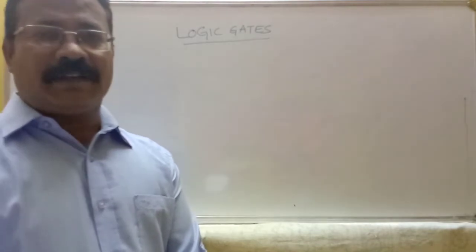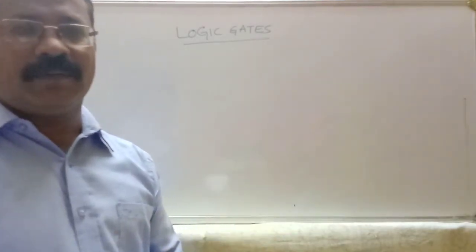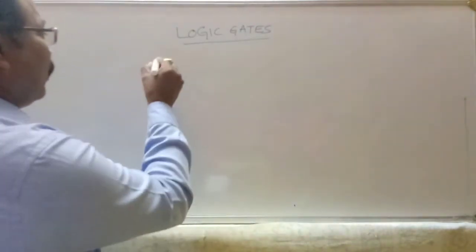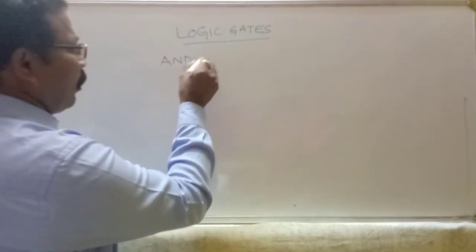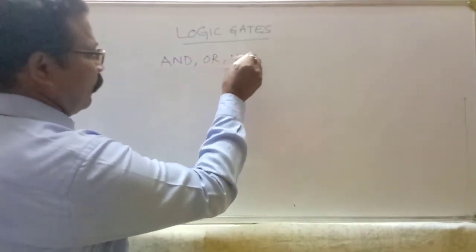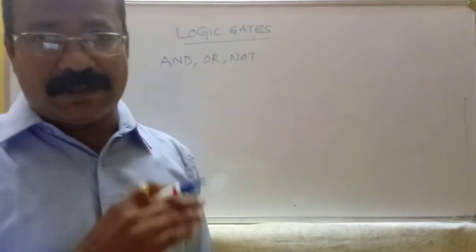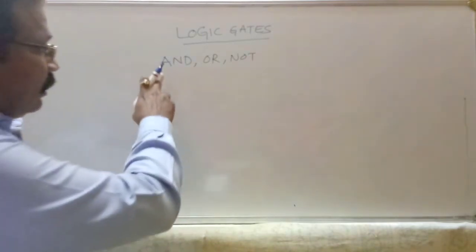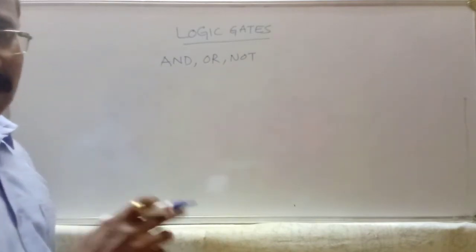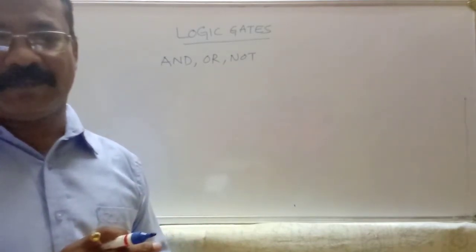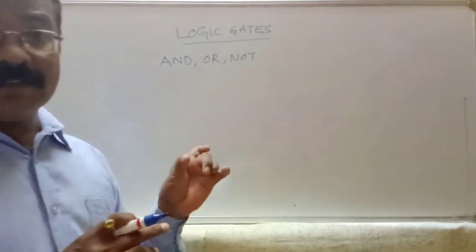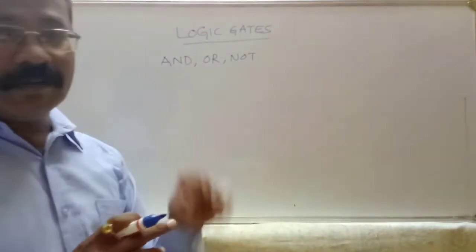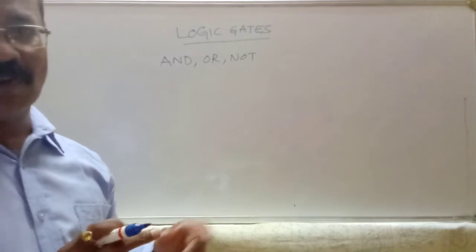A logic gate is a digital electronic circuit that performs logical operations such as AND, OR, NOT. Here, what are the logical operations? It is logical multiplication, logical addition, and inversion. Logical inversion, that is complement.